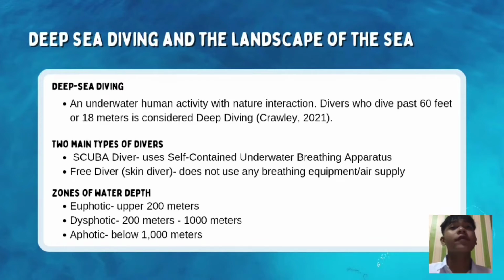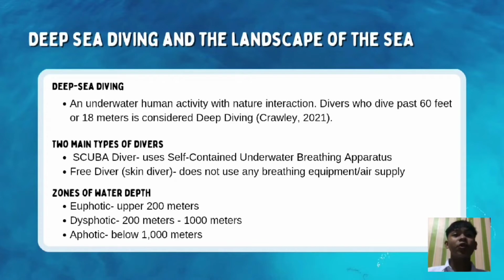There are three depth zones of the sea. These are diaphotic, dysphotic, and aphotic. First is the diaphotic zone, also called the sunlight zone. It is the upper 200 meters or 656 feet of the sea, wherein the sunlight penetrates the ocean and photosynthesis occurs. This is the zone where deep sea divers usually swim.